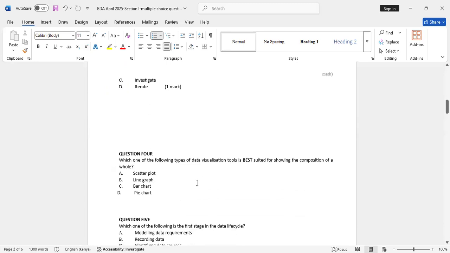Read the question. Which one of the following types of data visualization tools is best suited for showing the composition of a whole? Yeah, so they're talking about composition tools in visualization. So A is scatter plot. No, scatter, we know that's a relationship tool. Line graph, relationship. Bar chart, distribution.